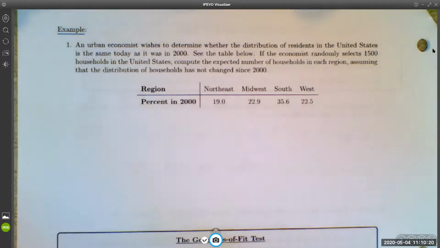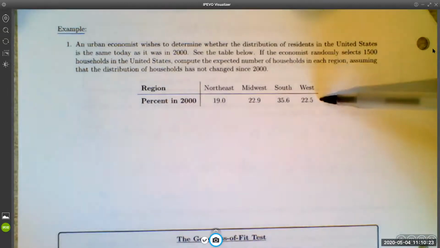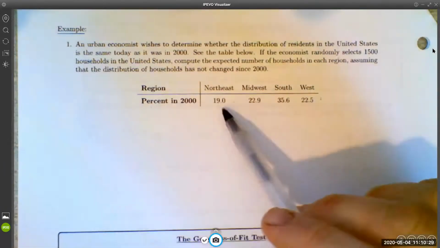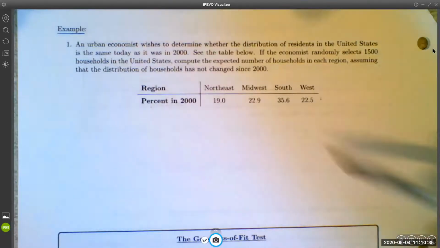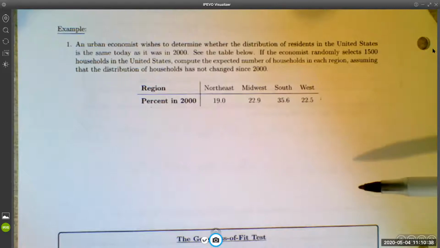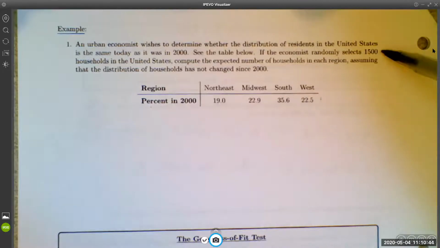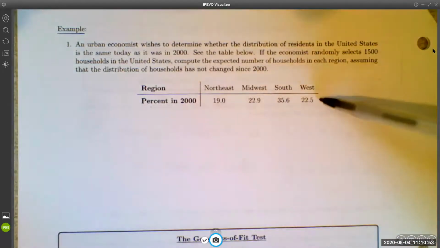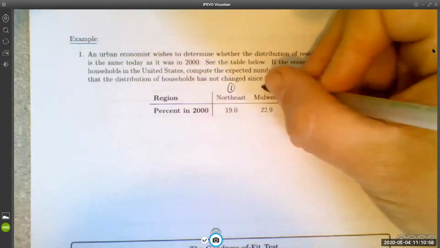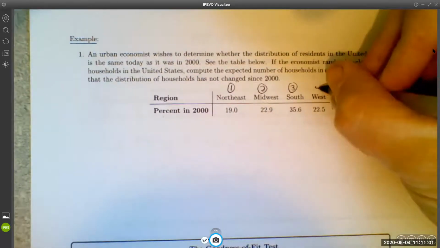Okay. So this is not the data here. This is what the proportions were in the year 2000, right? So in the year 2000, 19% of people lived in the Northeast, 22.9% of people lived in the Midwest, and so forth. What we want to do is figure out if we take a sample today, 20 years later, right? So if we take a sample today of 1,500 people, how many of those 1,500 would we expect to live in the Northeast, the Midwest, the South, and the West if the proportions have not changed since the year 2000? So, I'm going to call the Northeast group Group 1, Midwest is Group 2, South is Group 3, and West is Group 4.